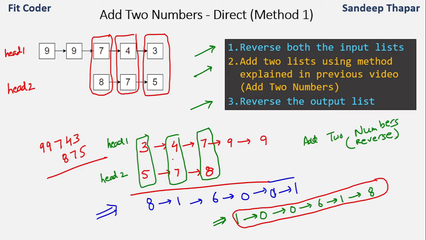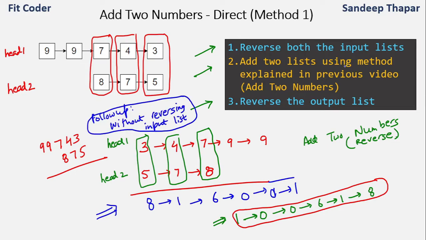So this method is pretty easy, but usually when this is asked in an interview, the interviewer will give you a follow-up: can we solve this without reversing the input list? Because by reversing the input list, we have made it the similar problem as add two numbers which are stored in the reverse order. So the follow-up now is that we need to add the two numbers, but we cannot reverse the input list which we are given. Let's see how we can solve this.